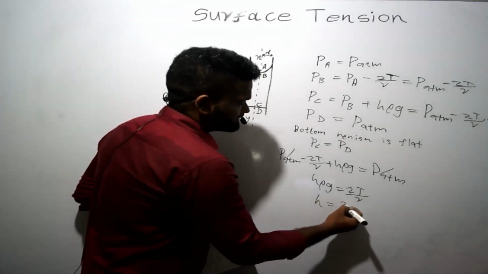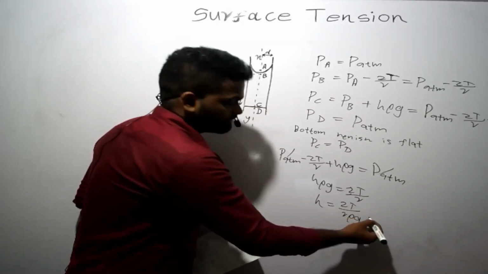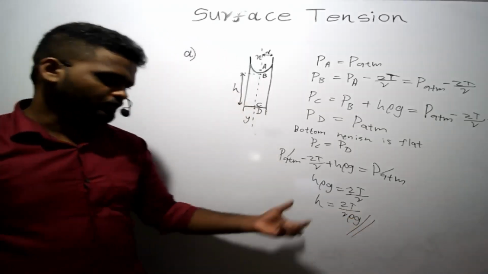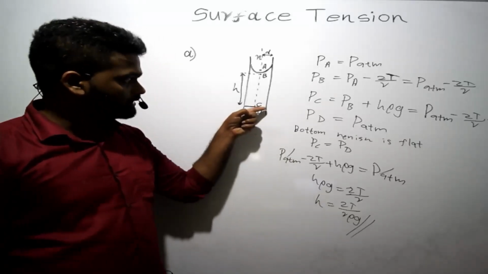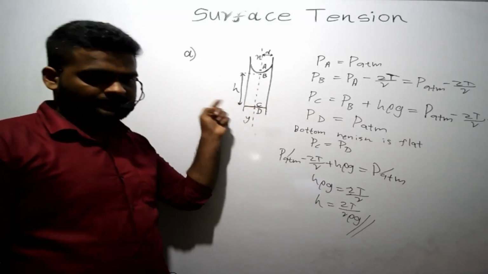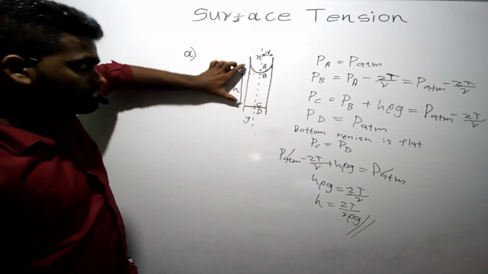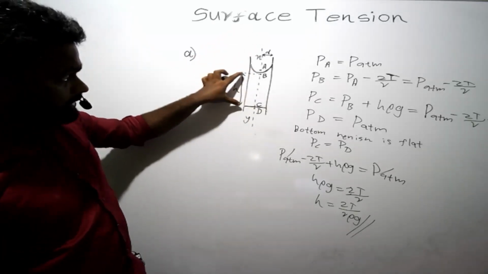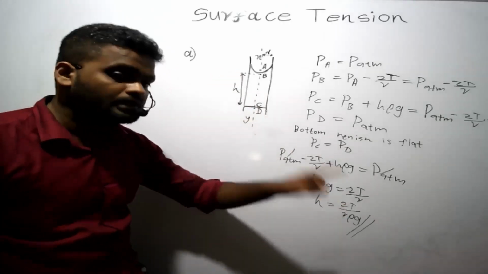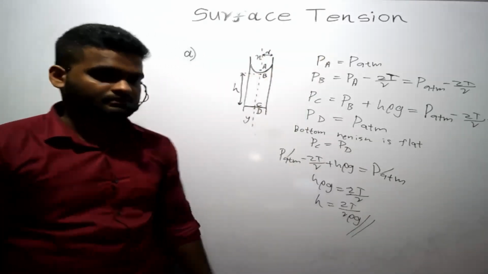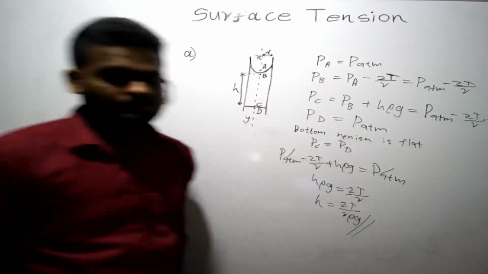You get H as 2T divided by R rho g. You don't need to remember this, right? You just have to know that given that the bottom is flat, the water column that you can hold is equal to the capillary rise. Same equation we got, right? So H is this much. Okay, take it down.